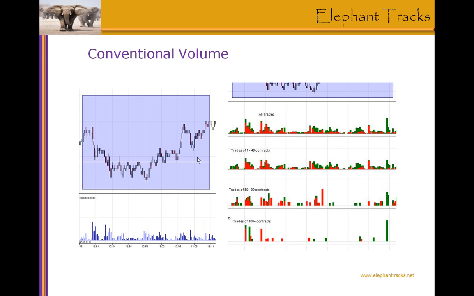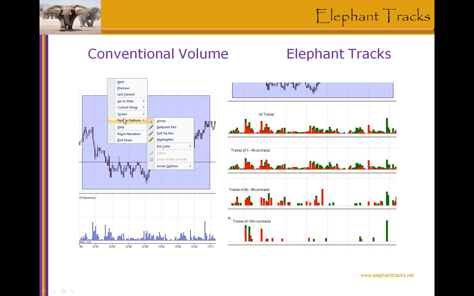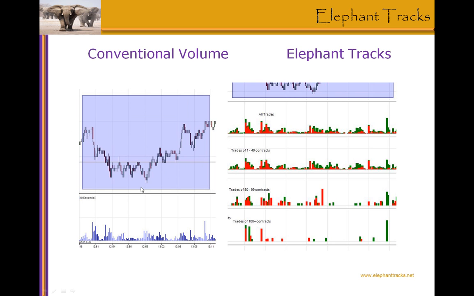What I want to do is compare the Elephant Tracks indicator to the conventional volume indicator that you get in NinjaTrader. I'm sure it's the same kind of volume indicator that you get in any platform. Turn on my highlighter here. So this section here is volume, and the thing about this indicator is that it's accumulating all the volume on each of these price bars, no matter what trade size it is.